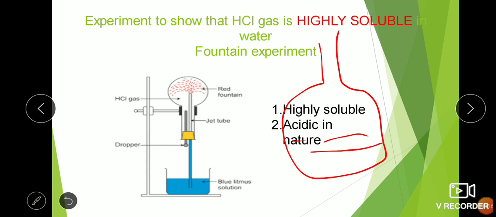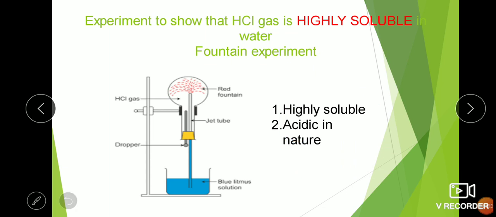Now, your question may be, you may be confused, why I am placing a dropper here. Please remember, students, any gas does not indicate its basic or acidic properties. For us to know whether the gas is acidic or basic, we have to dissolve that gas in water. Once you put 1 or 2 drops of water inside the inverted round bottom flask, HCl gas converts into hydrochloric acid, and this hydrochloric acid will show reaction or will show indication with your indicator.